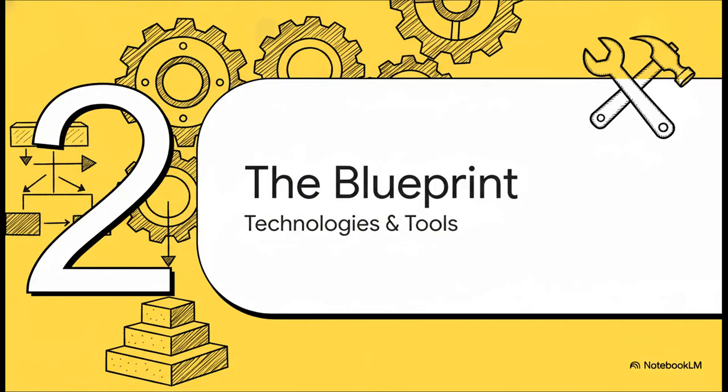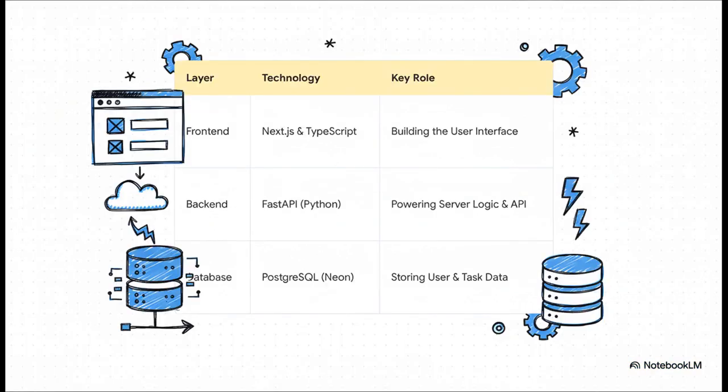Okay, so if you've got all these separate pieces, what are the actual tools you use to build them? Let's get into the blue part and check out the specific technologies that make this app tick. And this table just lays it all out perfectly. You can really see that separation of powers here. For the front end, the part you see, we've got Next.js and TypeScript, which are amazing for building those slick user interfaces. Then, for the backend brain, we have FastAPI, which is a super fast Python framework that's just perfect for building the API. And finally, for storing all the user and task data, there's PostgreSQL, a rock-solid, reliable database. See, each layer has its own specialist tool.